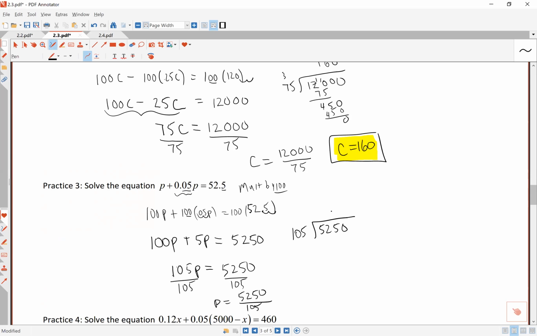That gives us 105 into 525 goes 5 times. 5 times 5 is 25, and 5 times 1 is 5. Remainder 0, and 105 goes into 0 0 times, which gives us 50. P equals 50.